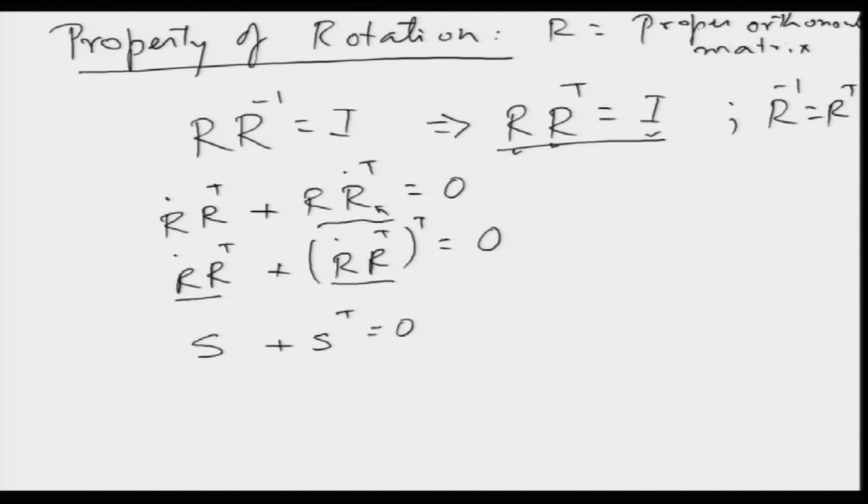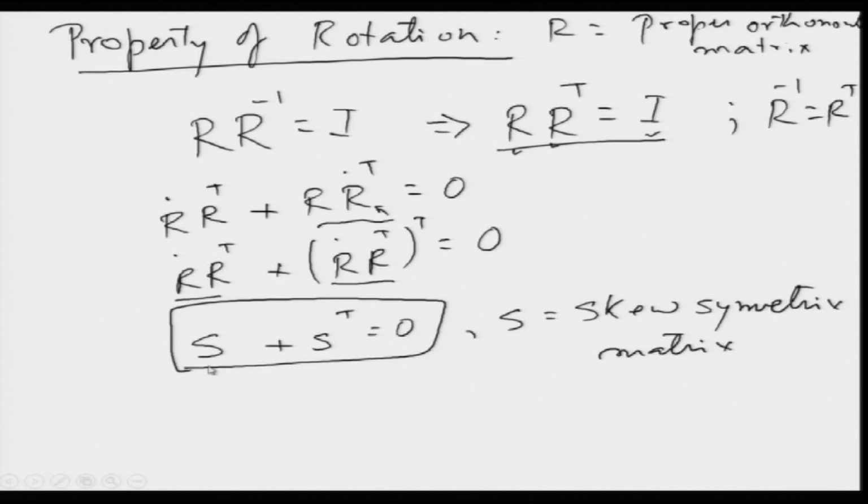Okay. And this S matrix is called a skew symmetric matrix, and the property of the skew symmetric matrix is that S plus S transpose is equal to 0, and this skew symmetric matrix is also called the angular velocity matrix.